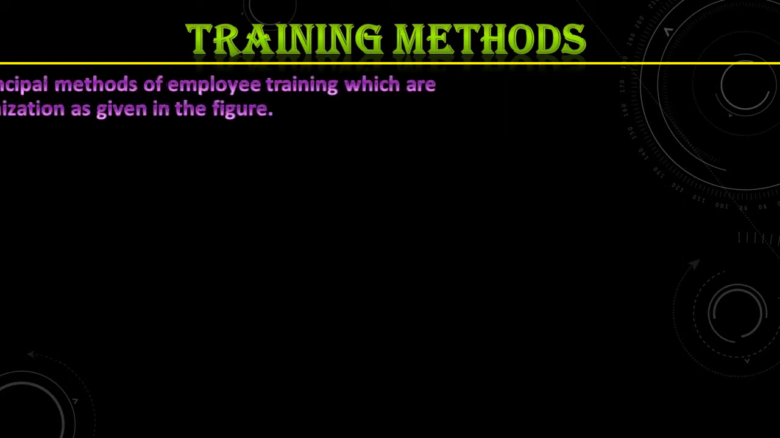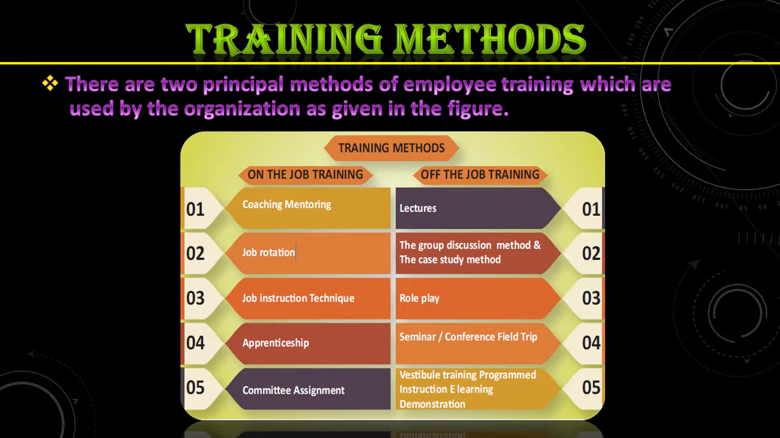Training methods followed in each and every organization. Various methods of training are used to train the employees. There are two principal methods of employee training which are used by organizations. They are on the job training and off the job training.